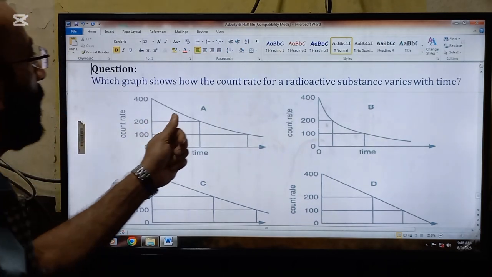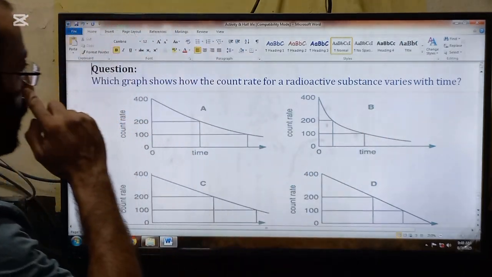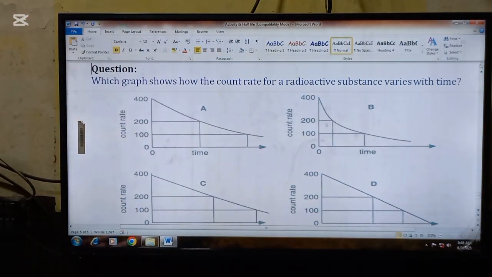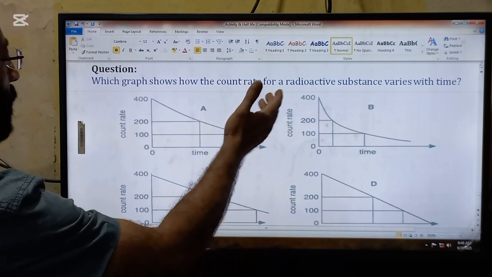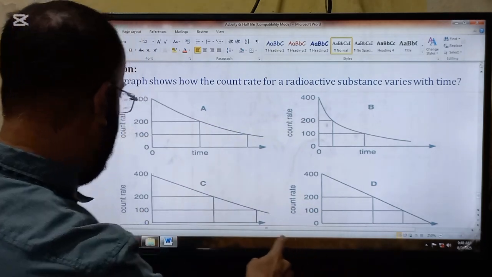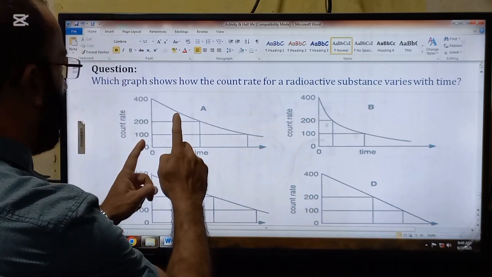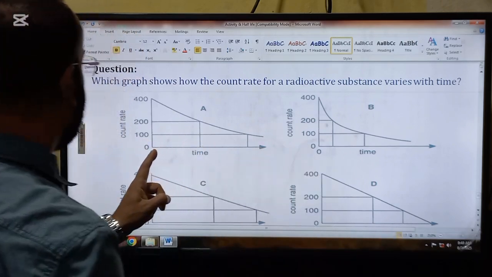And another question is here. Which graph shows how the count rate for a radioactive substance varies with time? So understand one thing, radioactive substance count rate is always a curve, not a straight line. So we will ignore these two parts. C and D will be neglected. This can be the answer and this can be the answer.